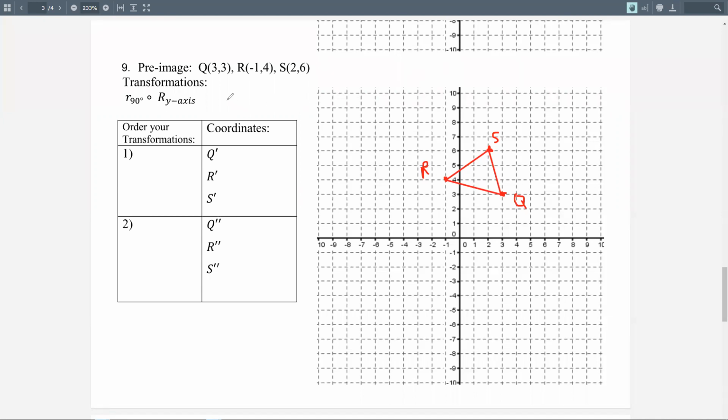Right. First up is reflecting across the y-axis. So if we reflect across the y, we can either count. R is 1 to the left, R prime should be 1 to the right. S is 2 to the right, so S prime here would be 2 to the left. Q is 3 to the right, so Q prime is 3 to the left.